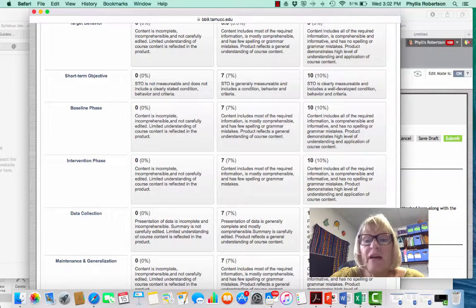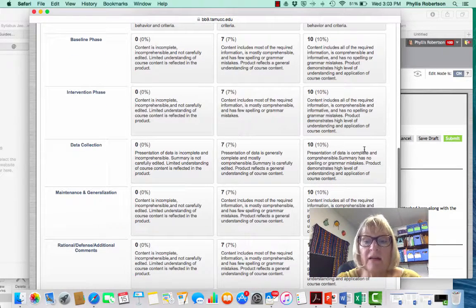Your intervention phase is going to describe exactly the procedures that you utilized to support the individual in increasing or decreasing the targeted behavior. You're also going to describe 2 alternative interventions that you might propose to use if your initial intervention did not prove to be effective. You're going to include your data collection, the data that you collected during the intervention.